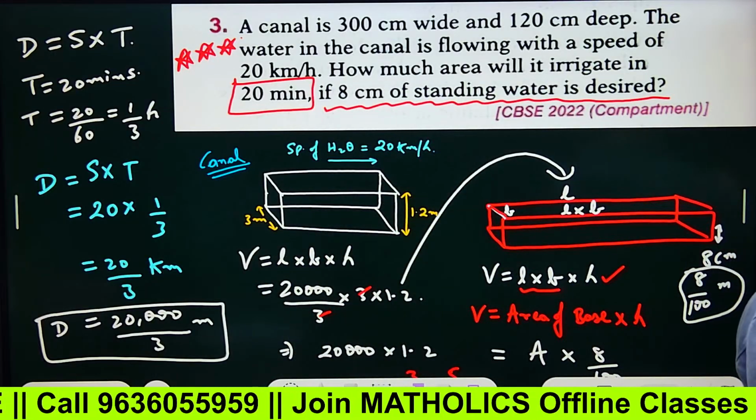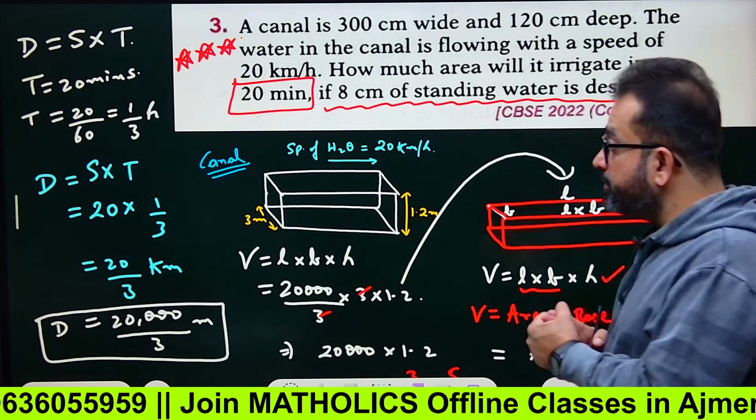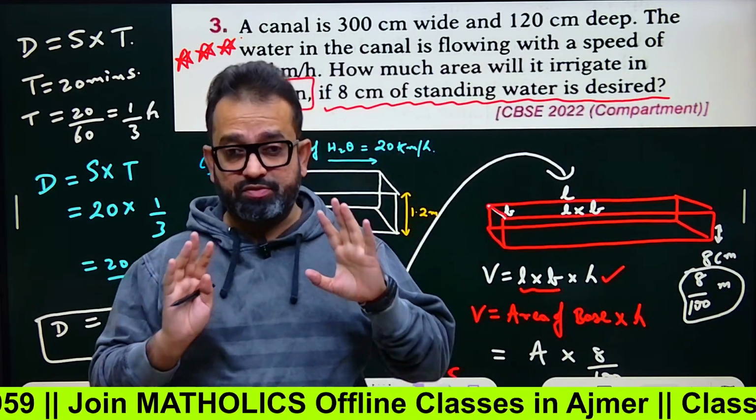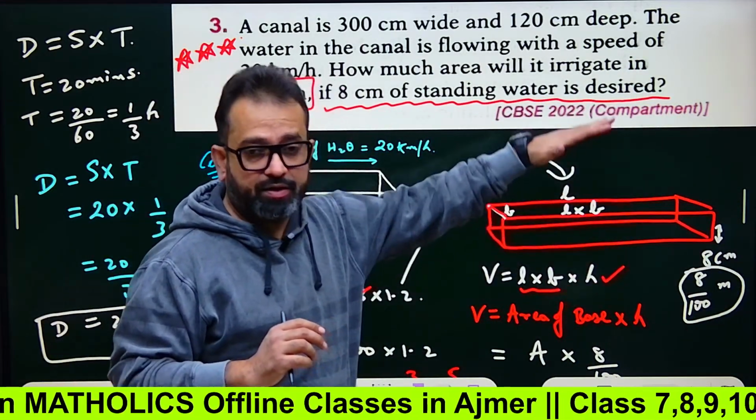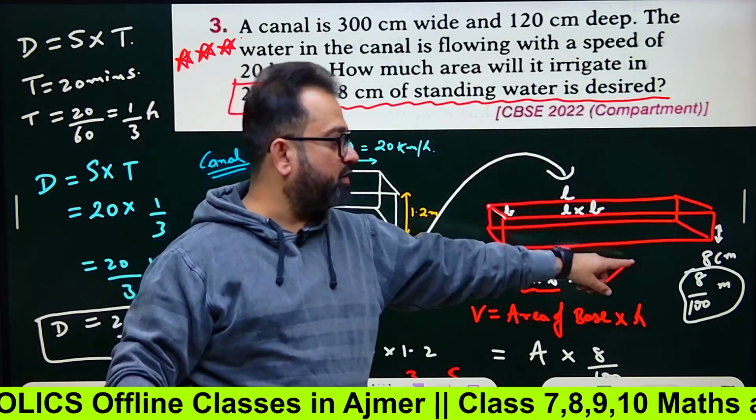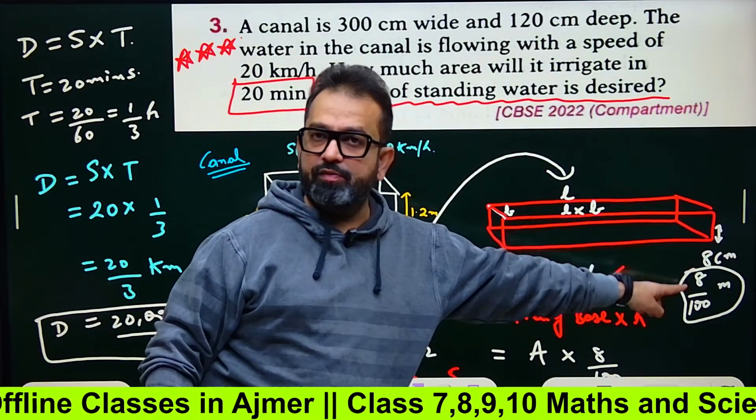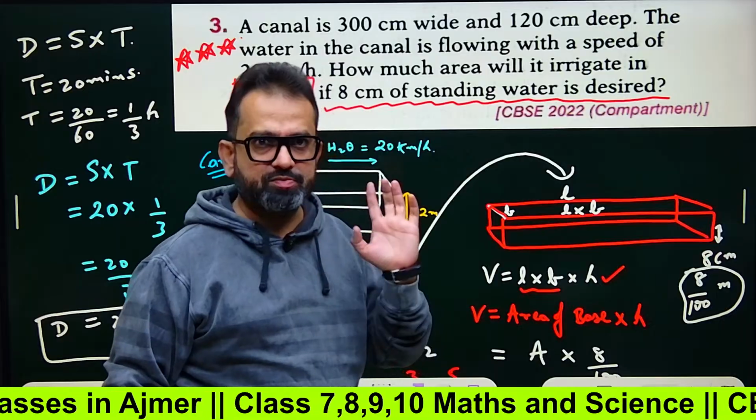So this is nothing but a cuboidal shape, right? Yes, sir. Now, the standing water is required. So this is clear that this land will form a cuboid if water is filled above it. Standing water of 8 centimeter. 8 centimeter would mean 8 by 100 meters. Unit must be same in meters.